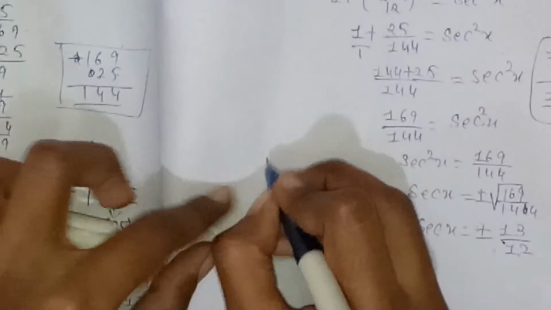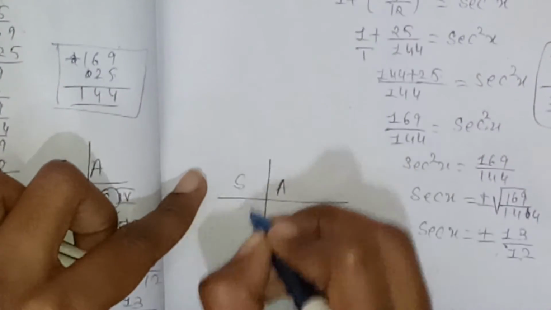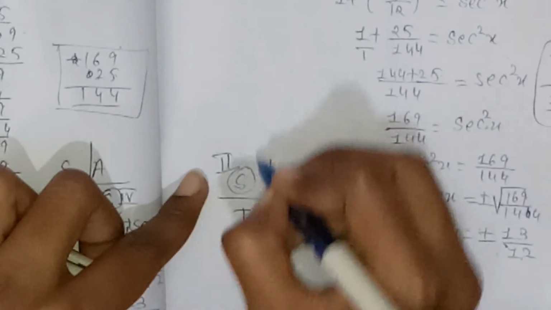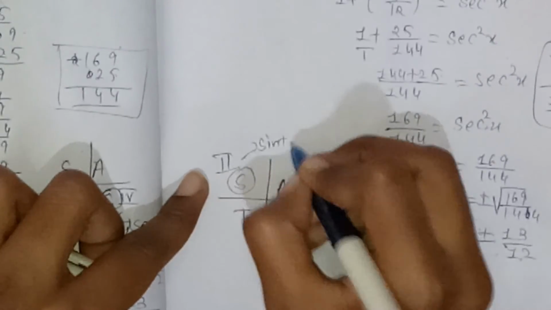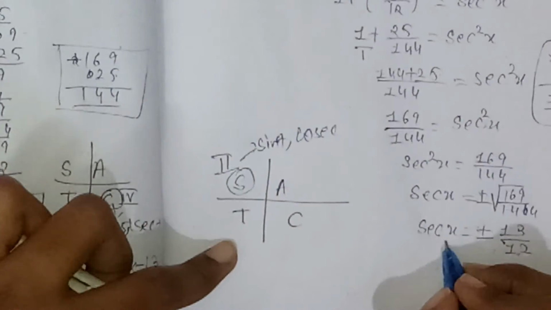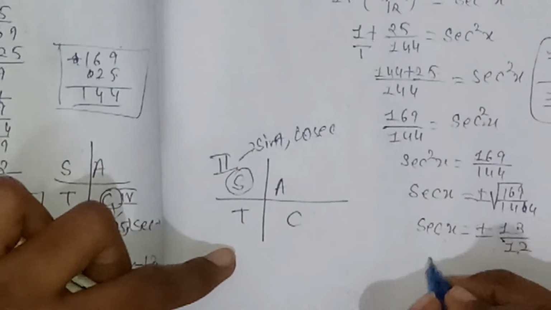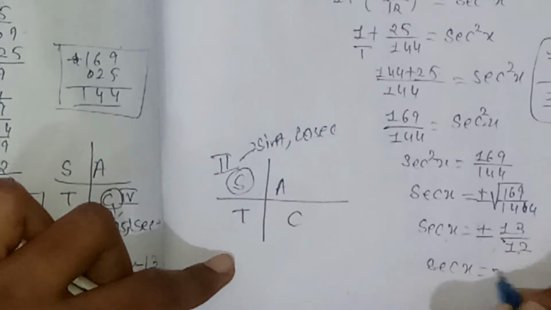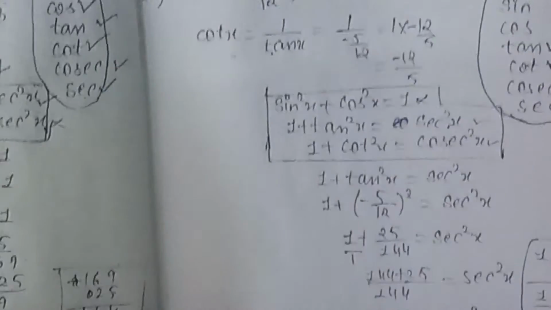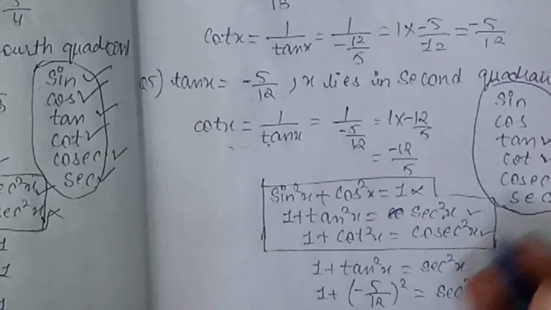So second quadrant is all silver teacups. This is second quadrant, right? In second quadrant only sine and cosecant are positive, all others are negative. So secant x won't come in that. So secant x value is minus 13 by 12. So secant x we got.